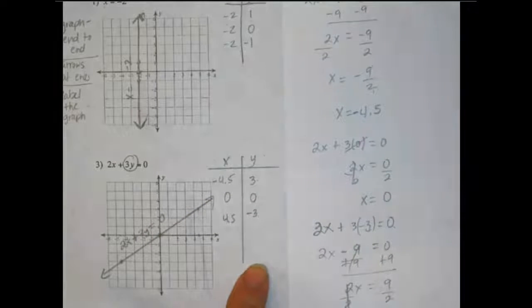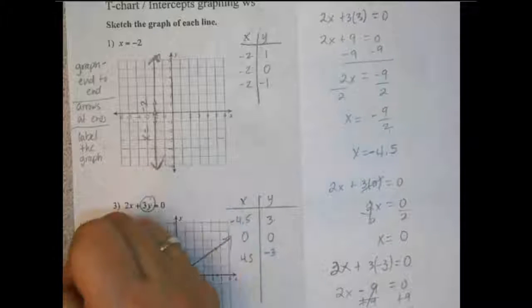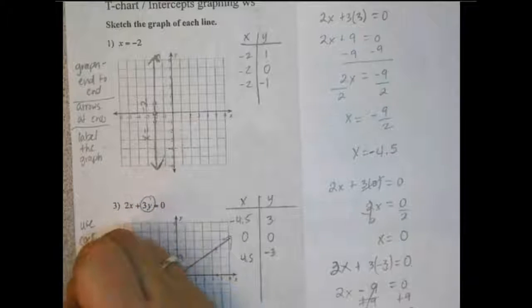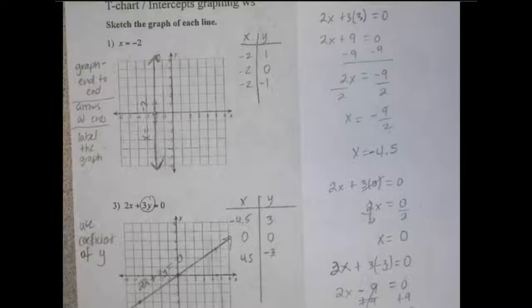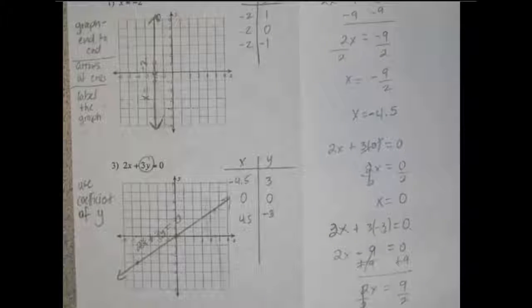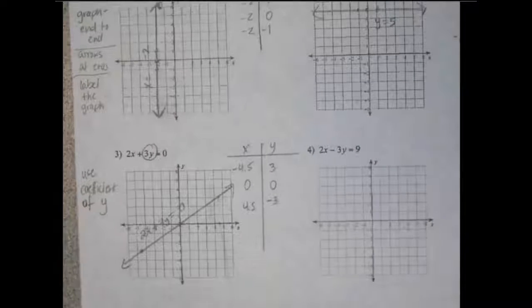And here we use a t-chart to find the graph of this line. So when you use a t-chart and it's not a simple x equals 2, you want to use the coefficient of the y variable. So whatever's in front of that y. Any questions? Comments? Concerns? No?